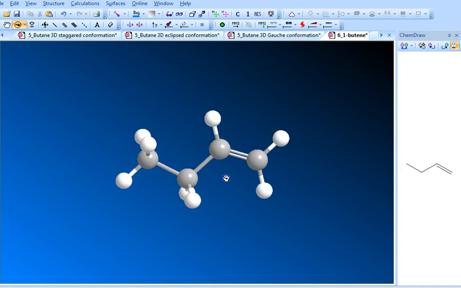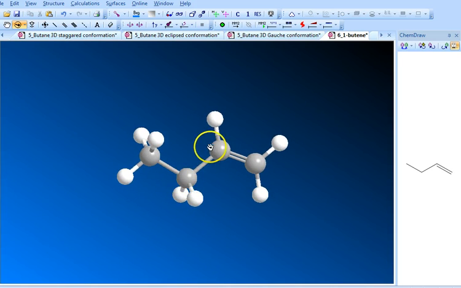Alright, can this molecule exhibit cis-trans isomerism? That means, is this a cis or trans? That's the real question. Is this a cis or trans? If you say this is cis, then can it be trans? If you say this is trans, then can it be cis?